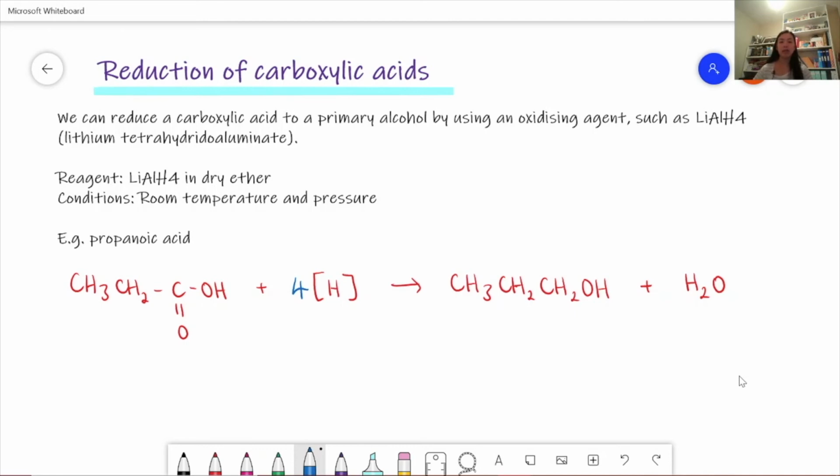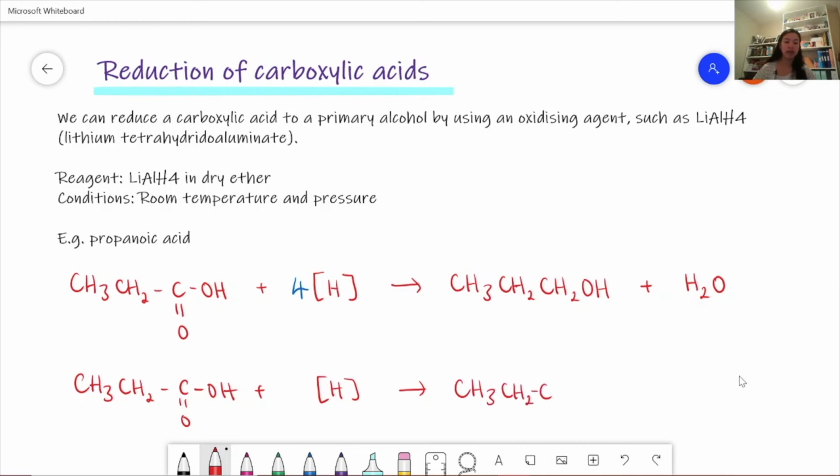The first thing to remember is that a primary alcohol is produced when we reduce a carboxylic acid. It's either a primary alcohol or an aldehyde, but in this case we're doing it to a primary alcohol. If we were doing it to an aldehyde, we would have CH3CH2C double bond O, OH. Again we have propanoic acid, and we'd reduce this to propanal, so we'd have CH3CH2 and then C double bond O, and again we get the water.